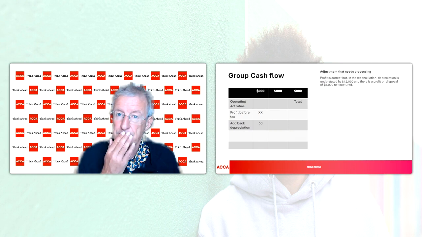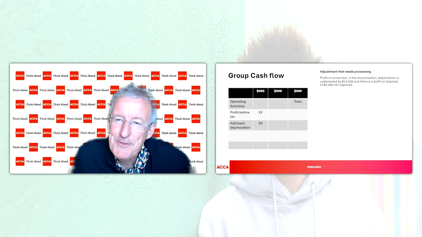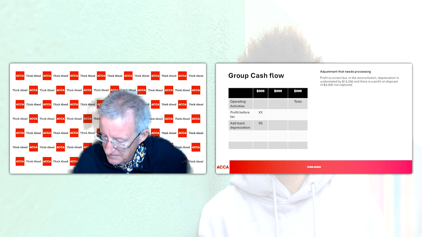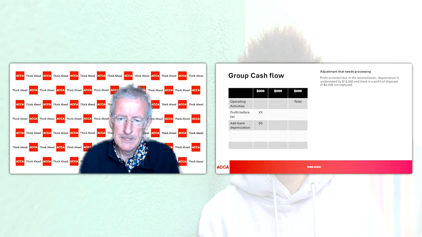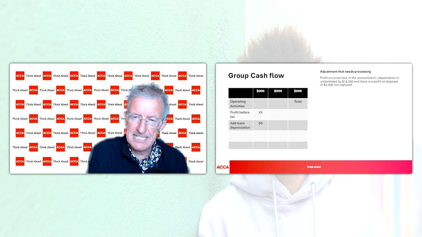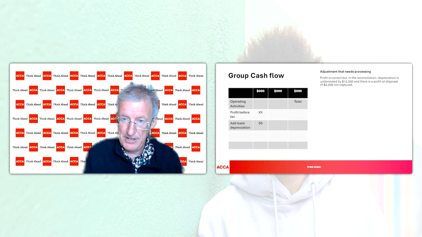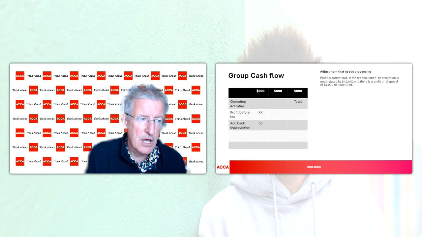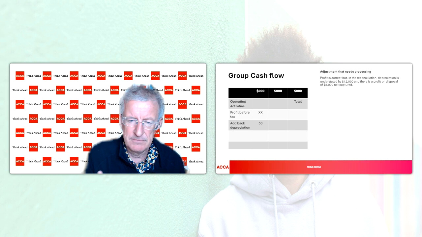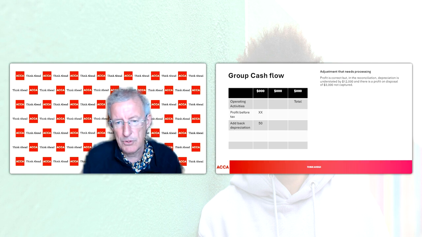Cash flow. Do you like cash flow? An interesting one. This is the reconciliation of profit to the cash generated from operating activity. And in this scenario, the profit number is correct. And the depreciation is understated by 12, and there's a profit on disposal that is not captured.